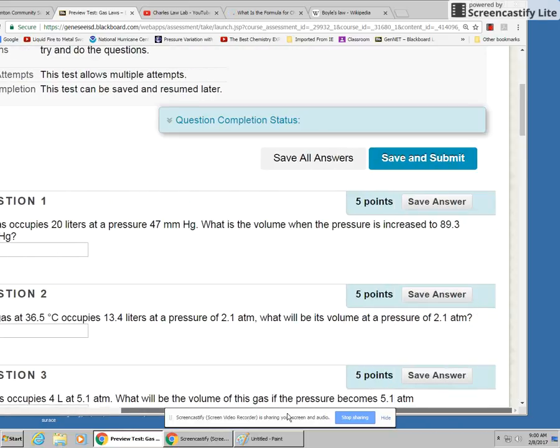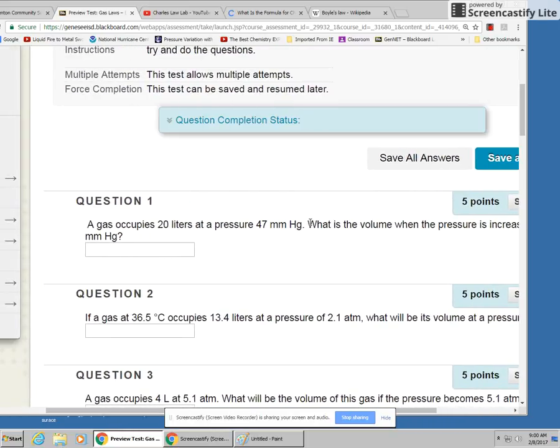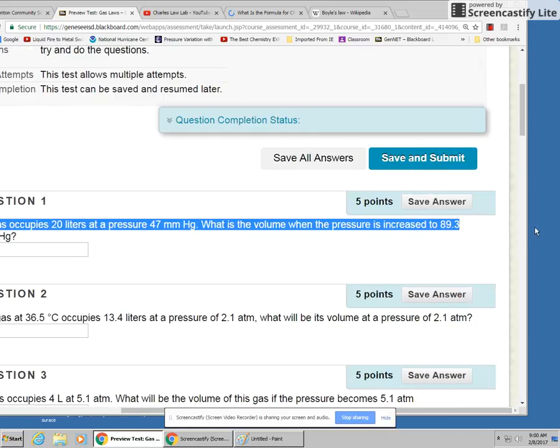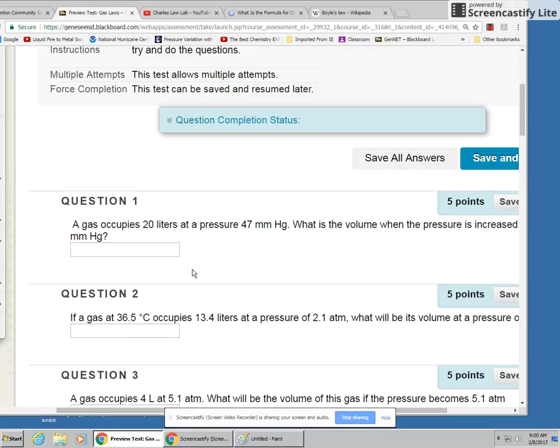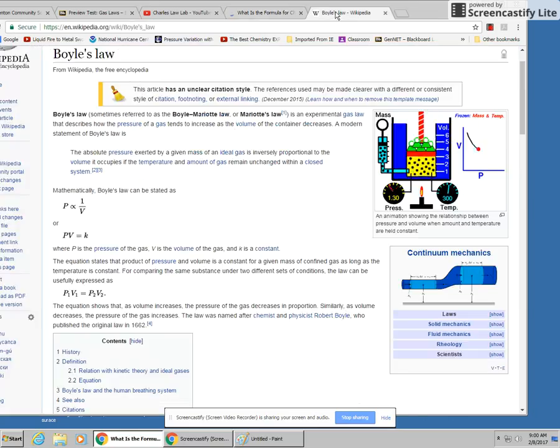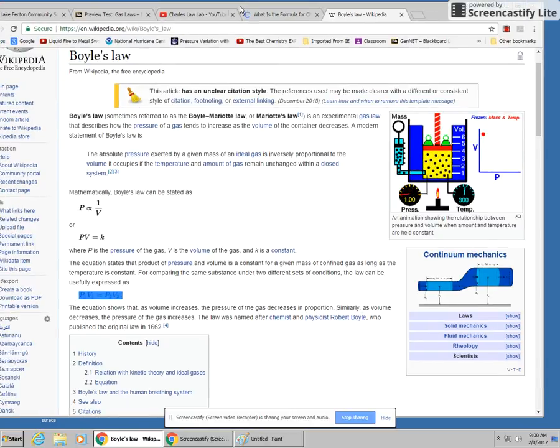And the first problem, since it doesn't have temperature, it's going to be just strictly a Boyle's law equation. And so if we're looking at a Boyle's law equation, the Boyle's law equation states P1 times V1.